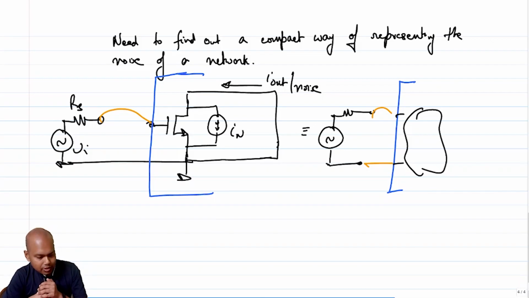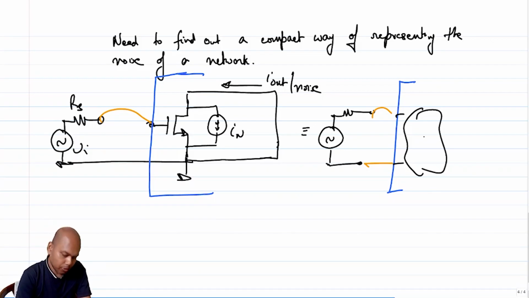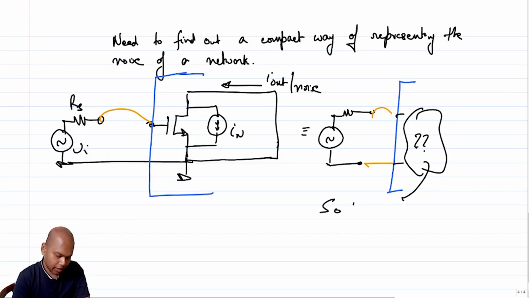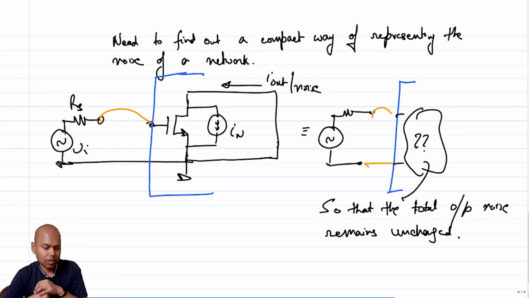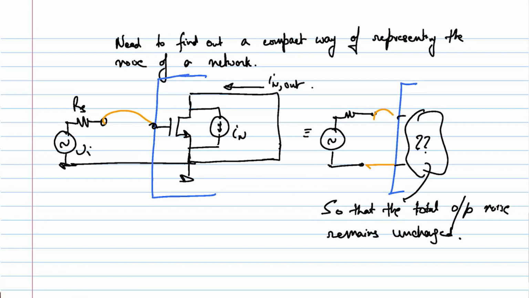Okay, so essentially what I'm trying to see is what should be inside the box so that the total output noise remains unchanged, right? So what should be inside the box? That's the goal. Okay, so given that the goal is established, let's see.